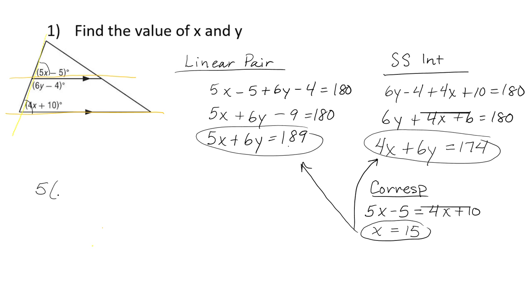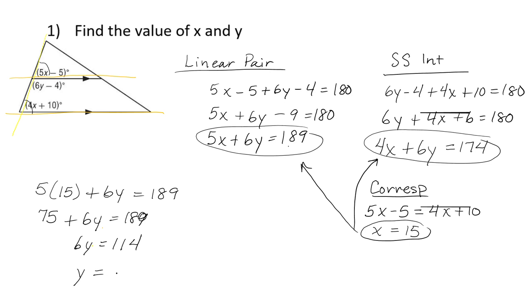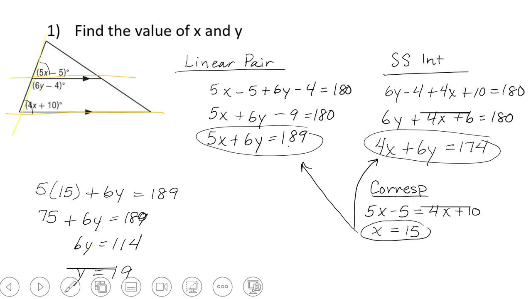So 5 times 15 plus 6y equals 189. 5 times 15 is 75. And then 6y is equal to, if I subtract 75, 114. And then if I divide by 6, y is equal to 19. And once I know that y is equal to 19, I've finished the problem because I already knew what x was.